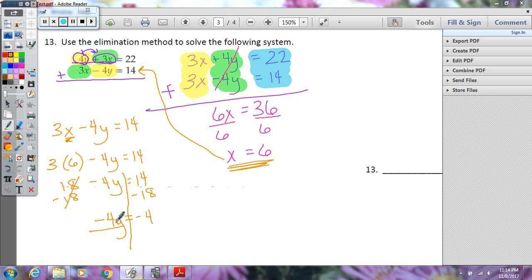Now, these are being multiplied, so I have to divide to solve for it. So I'm dividing by negative 4, and I'm getting y is equal to a positive 1. So we take both of those answers, our x value and our y value, and we write it as an ordered pair. It's going to become (6, 1). That's your answer.